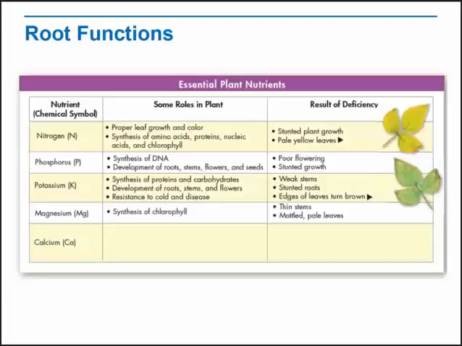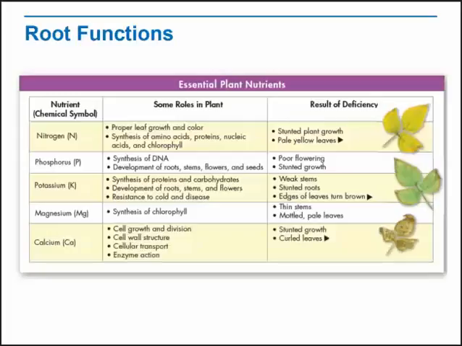Magnesium is used in the synthesis of chlorophyll. A deficiency may result in thin stems and mottled pale leaves. Calcium is used in cell growth and division, cell wall structure, cellular transport, and enzyme action. A deficiency may result in stunted growth and curled leaves.